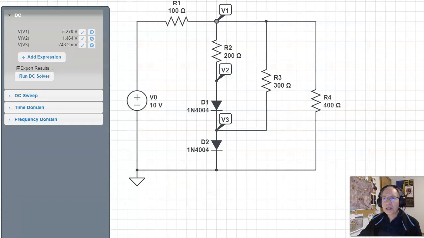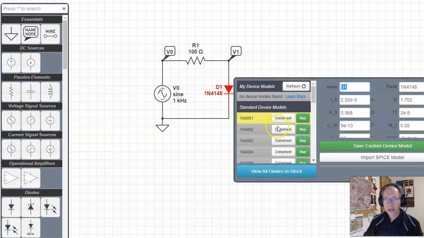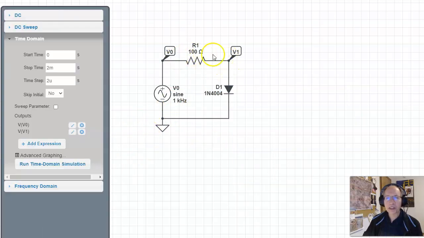If I look at, say, this circuit, I take a 10 volt sine wave, run through a 100 ohm resistor, so the maximum current I can ever get is 10 over 100, 100 milliamps through a diode. And let's grab the ones in the lab. We use 4004 diodes. Let's simulate it. What happens to the voltage at V0 and V1? If this is a resistor, as V0 goes plus and minus, V1 goes plus and minus. By voltage division, it'll be smaller, but it'll also go plus and minus. Let's see what happens with the diode.